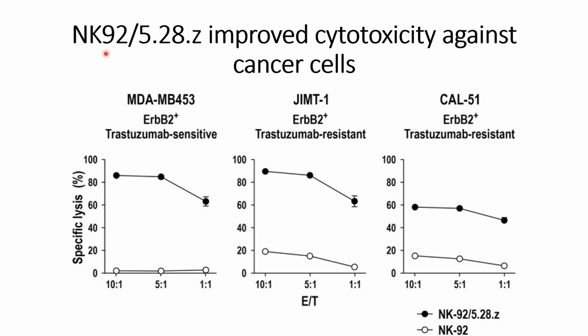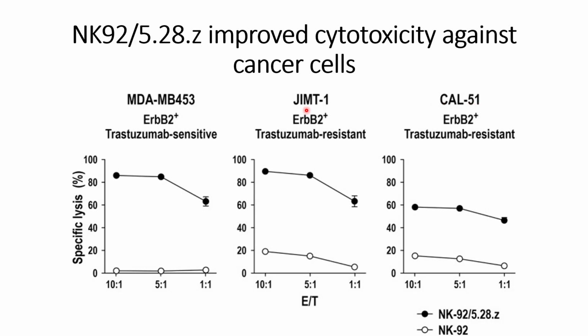In this figure, they compared the cytotoxicity effect of this NK92 5.28Z with the wild type NK92 cells against different kinds of breast cancer cells. The results are shown here for three different cell lines, that is MDA-MB-453, JIMT1 and CAL51.